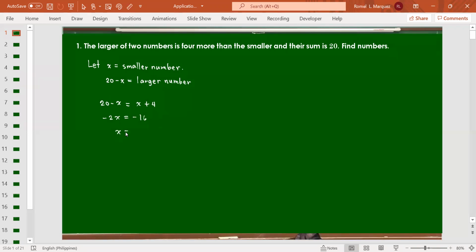What is x? Dividing by negative 2, we have 8. So the smaller is 8 and the larger is what? 20 minus x, that is 20 minus 8, 12. Okay? So therefore, what is our final answer? The numbers are 8 and 12. Is that clear, children?